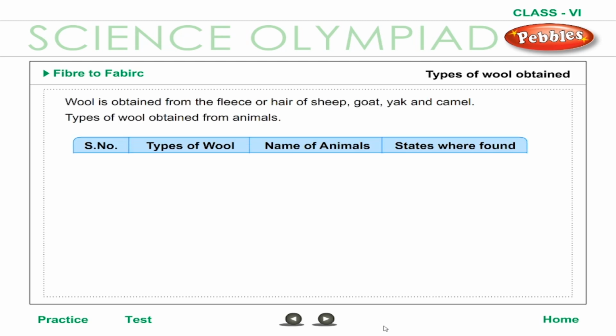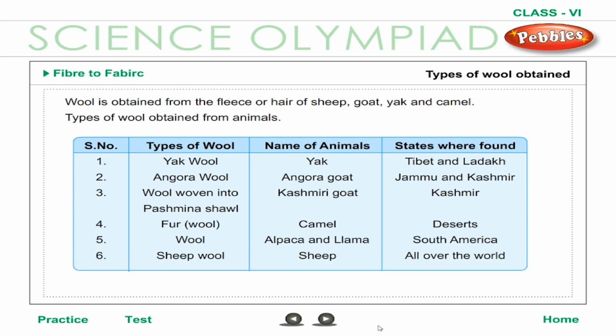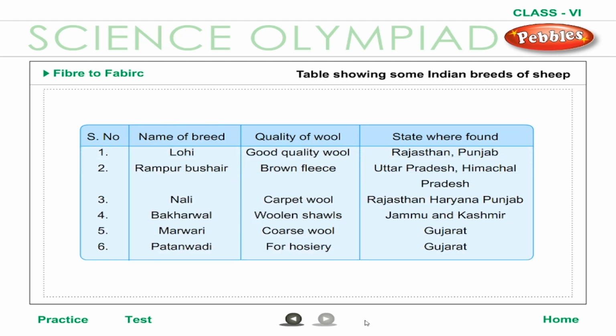Wool is obtained from the fleece or hair of sheep, goat, yak, and camel. Types of wool obtained from animals are given in the table. The following table shows some Indian breeds of sheep.